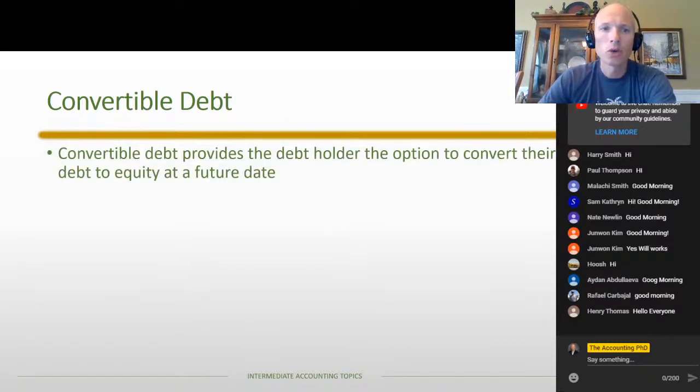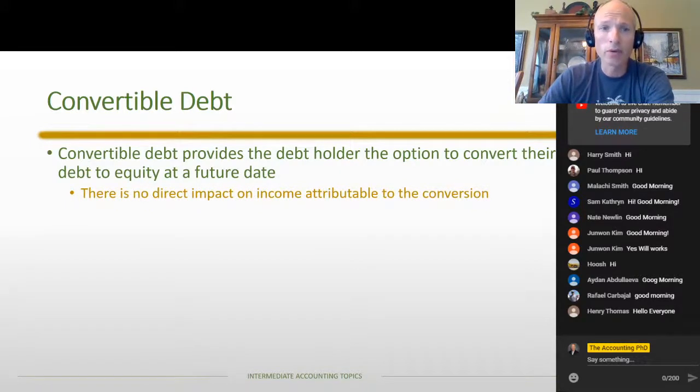And so convertible debt provides the debt holder, usually a bond holder, the option to convert their debt to equity at a future date. Again, the initial issuance is in the form of debt, but that debt holder has the option to turn that debt into equity. And so it does have elements of both.